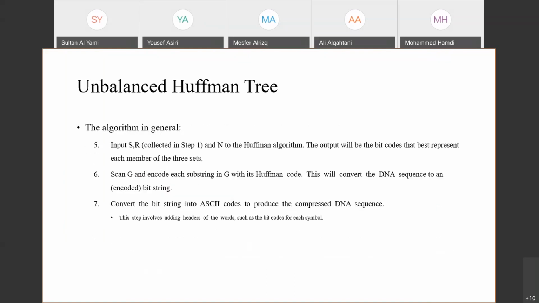Then we input the collected sets, S, R, and N, to the Huffman algorithm to get the bit code for each member of each set. Then we start the encoding process by scanning the genome and replacing each base, k-mer, or tuple by its bit code. Finally, we convert the bit code into ASCII and add the headers as well as the bit code for each symbol.